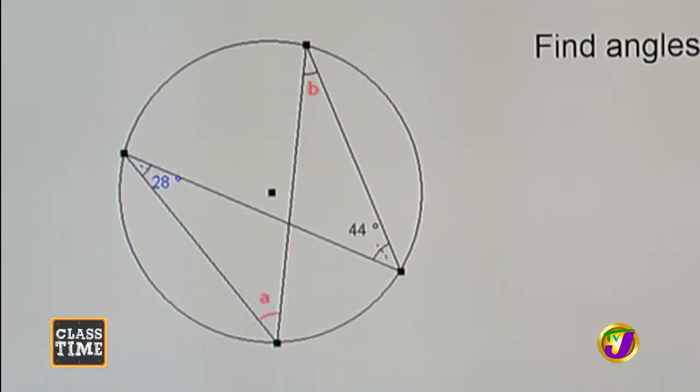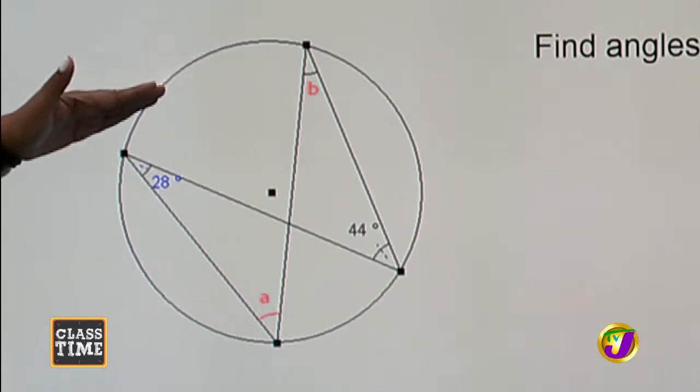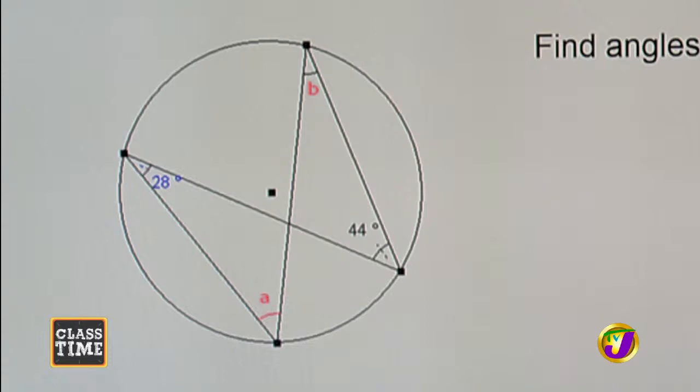Because I remember you saying that angles subtended by the same arc in the same segment are equal, and if I'm looking at this right here, within the same segment, it should measure 44 degrees.